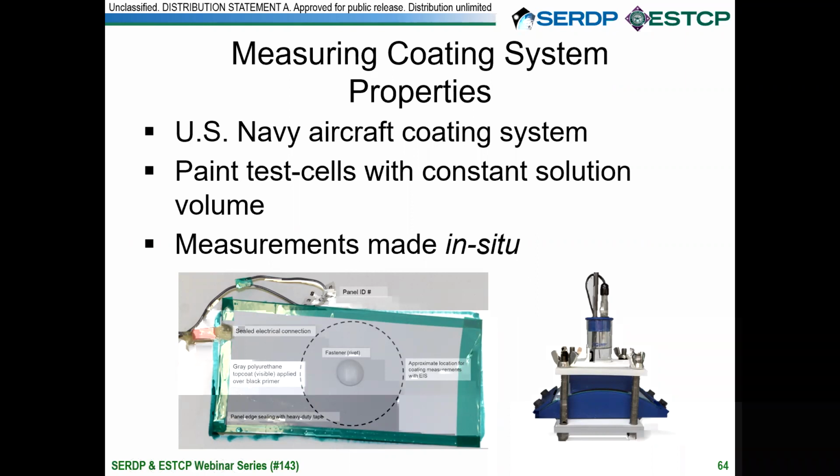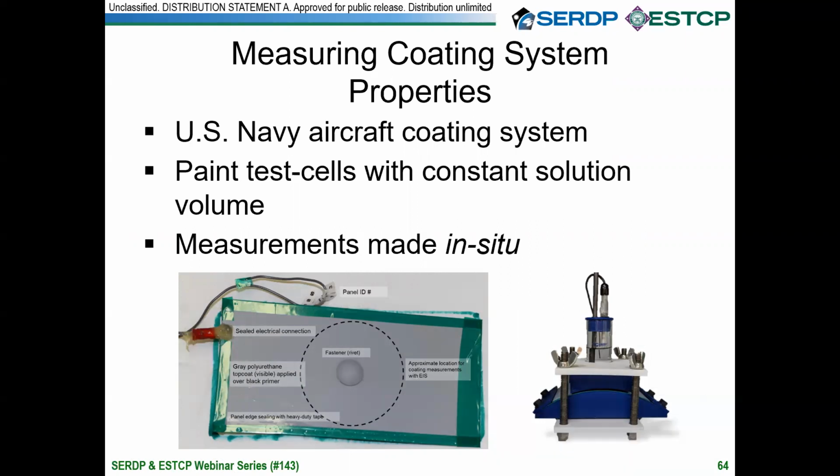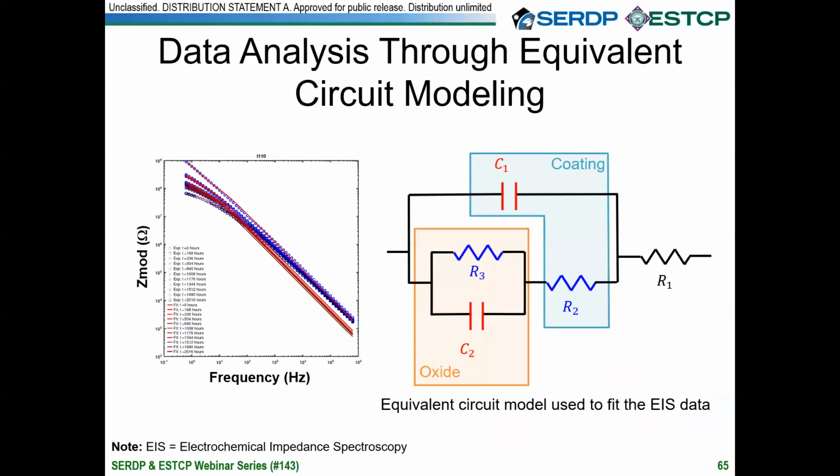We tested the coating systems in situ, so if they were stressed, we made a custom apparatus that would allow us to put the paint test cell on the panel so that we could make the test without disturbing it. And of course, for the flat panels, we could just put the paint test cell directly on them and make the measurement. We did that over the course of multiple 2,000-plus hours; I guess we're up to 6,000 hours in some of them.